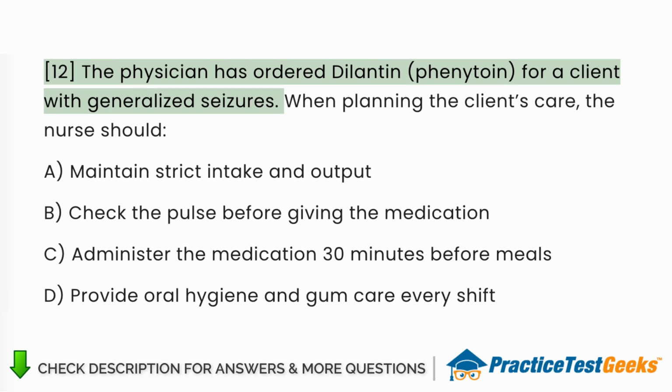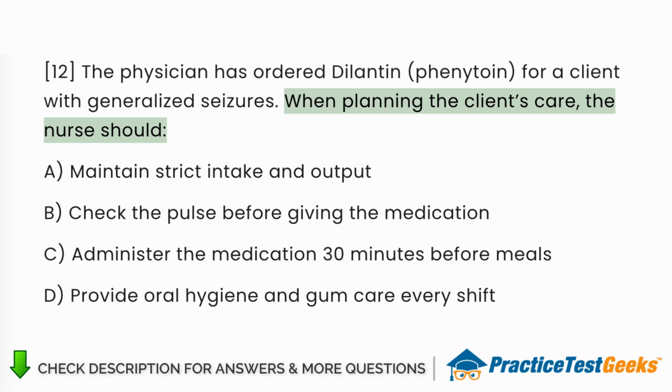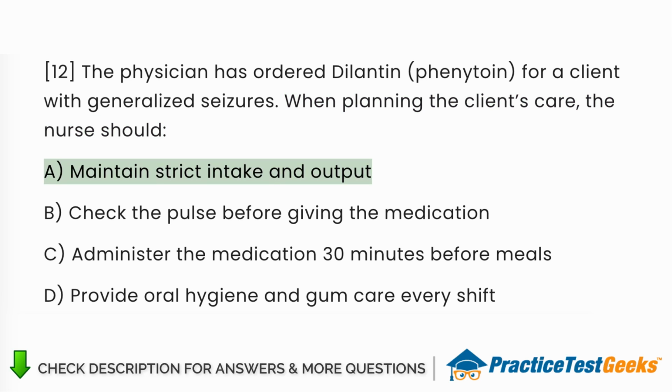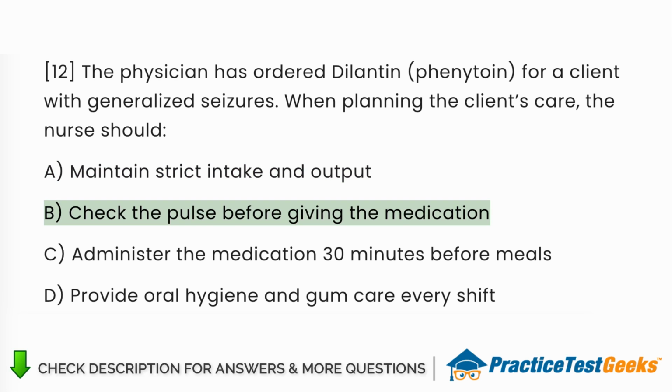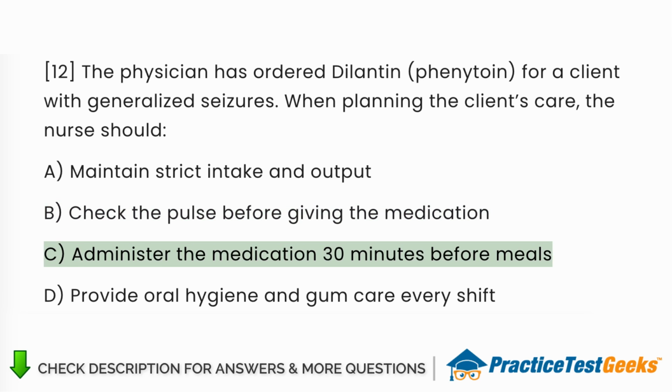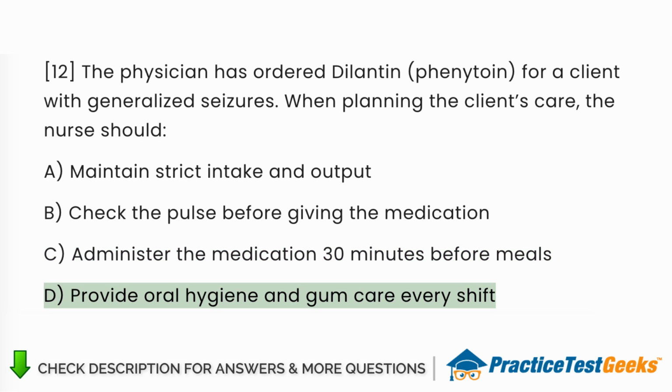The physician has ordered Dilantin for a client with generalized seizures. When planning the client's care, the nurse should: A. Maintain strict intake and output. B. Check the pulse before giving the medication. C. Administer the medication 30 minutes before meals. D. Provide oral hygiene and gum care every shift.